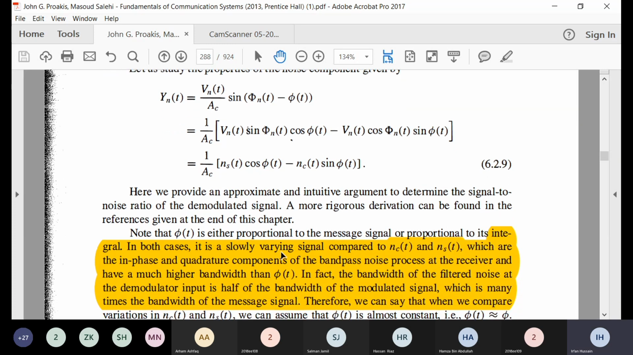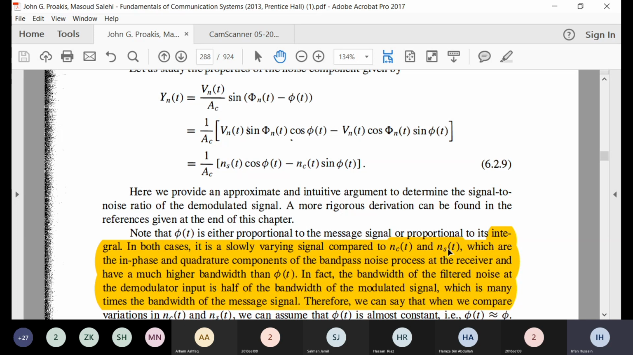Now you can see here, what is phi of t? We know phi of t is kp mt, or if you take it for FM, phi of t is 2 pi kf integral mt dt. So it is actually proportional to the signal in PM or proportional to the integral of the signal. But in both cases it is a slowly varying signal because phi of t has just a bandwidth of W, the message bandwidth. All right, but what is the bandwidth of NC and NS?